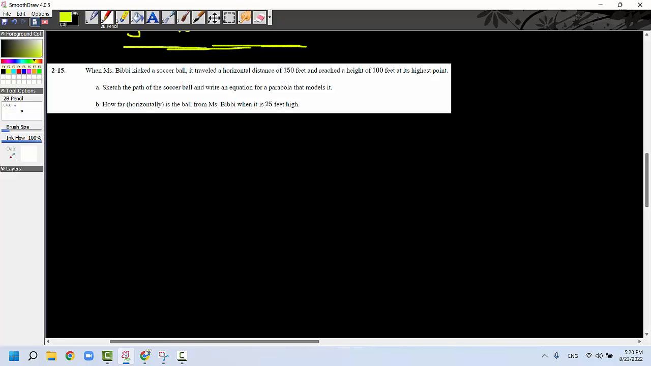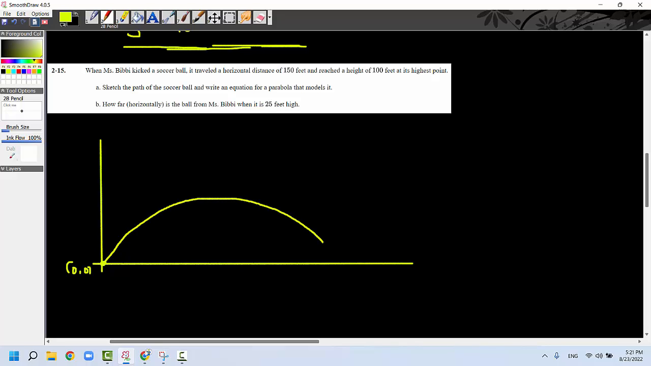In this next problem, they talk about Mrs. Beebe kicking the soccer ball. It travels a horizontal distance of 150 feet and reached a height of 100 feet at its highest point. We're going to sketch a path. This is basically the same thing as the jackrabbits, right? Except we're going to replace jackrabbit with soccer ball. So again, I'll go and just draw my diagram here. This is 0, 0. And then, of course, the ball is going to follow that path just like that.